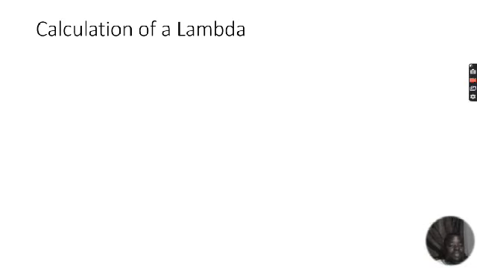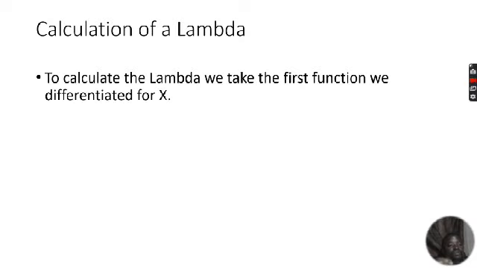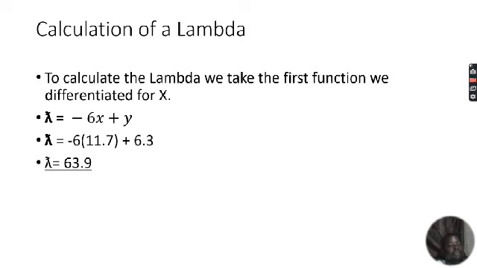Let's calculate the value of lambda. So how are we going to calculate the value of lambda? To calculate lambda, we take the first function we differentiated in terms of x. That equation: lambda is equal to negative 6x plus y. Then we substitute where there is x, we put 11.7, where there is y, we put 6.3. If we do our math, it's going to be negative 63.9. That will be our value of lambda.